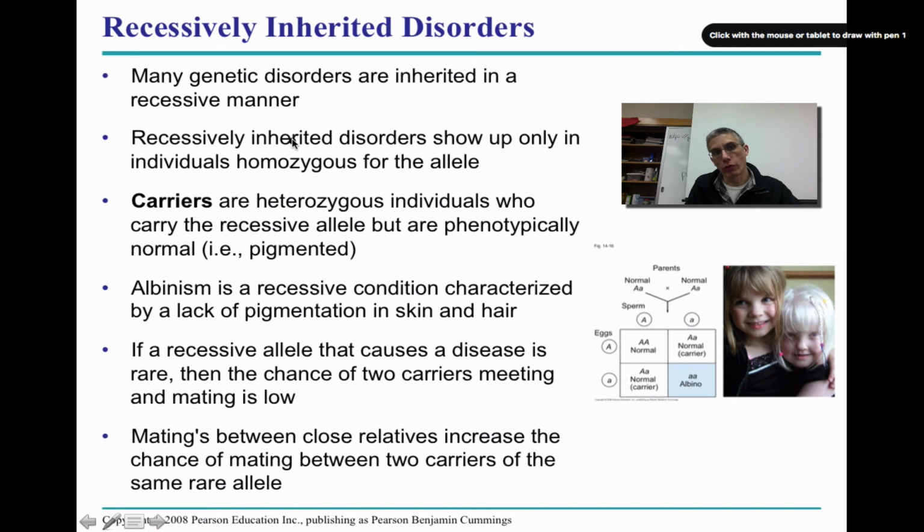So what we're going to do next is give a really brief overview of a couple of recessively inherited disorders and a couple of dominantly inherited disorders. Recessive inherited disorders tend to show up in individuals that are homozygous for the allele. Again, that would be two lowercase letters.